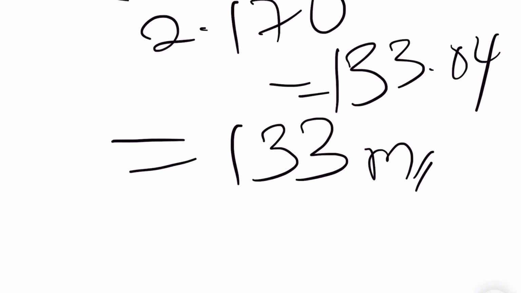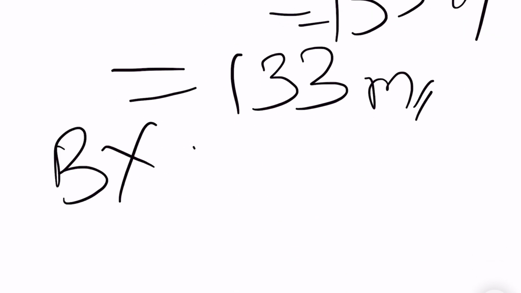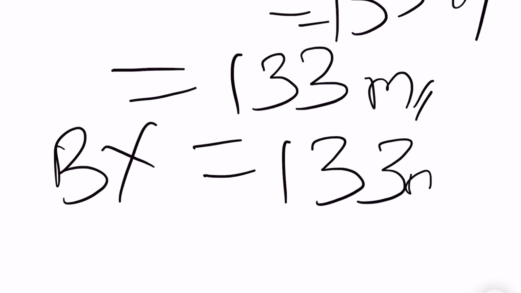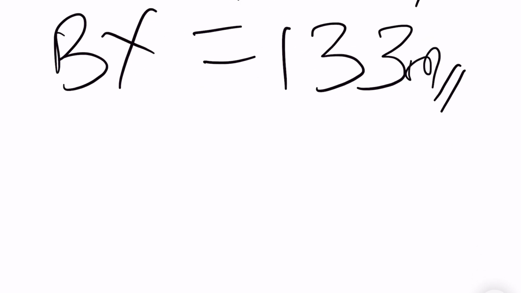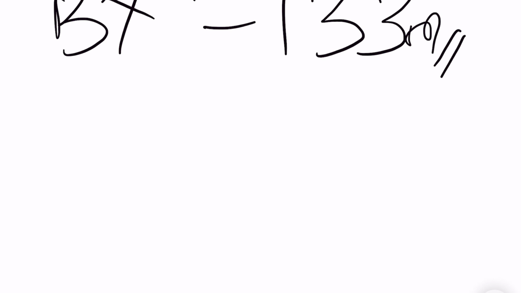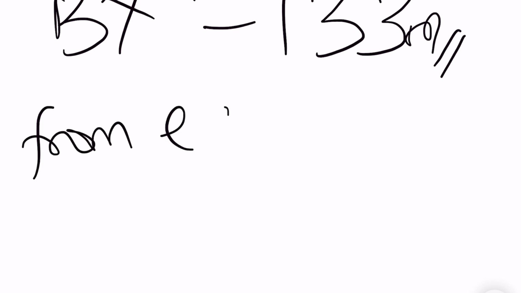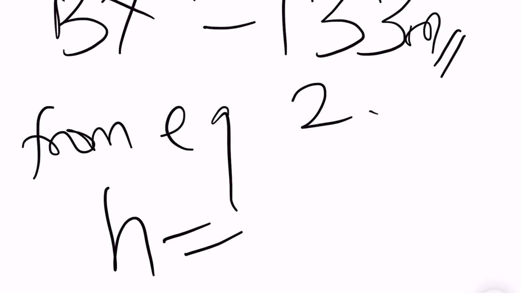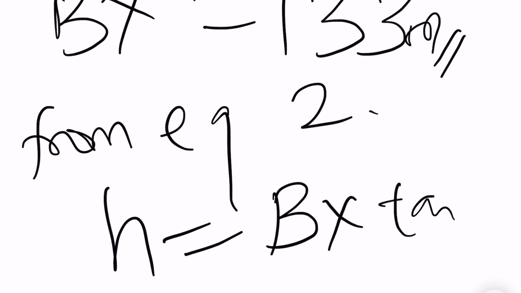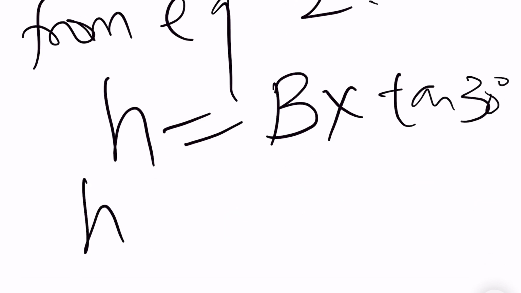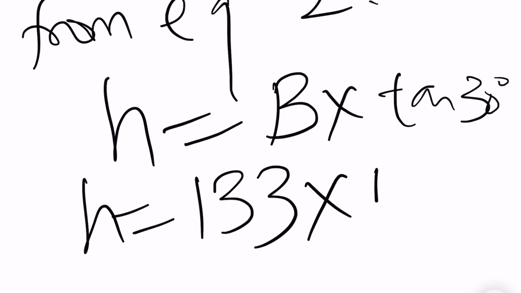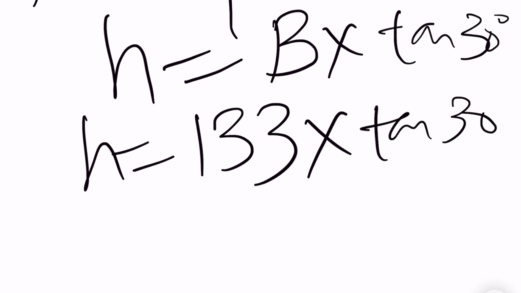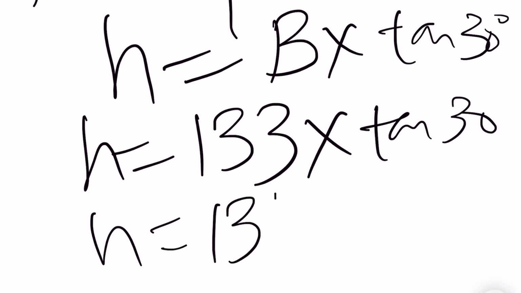So our bx is now 133 meters. To find the height of the mountain, from equation 2, here we have our h to be bx tan 30 degrees, and our bx is 133, which will be times tan 30.